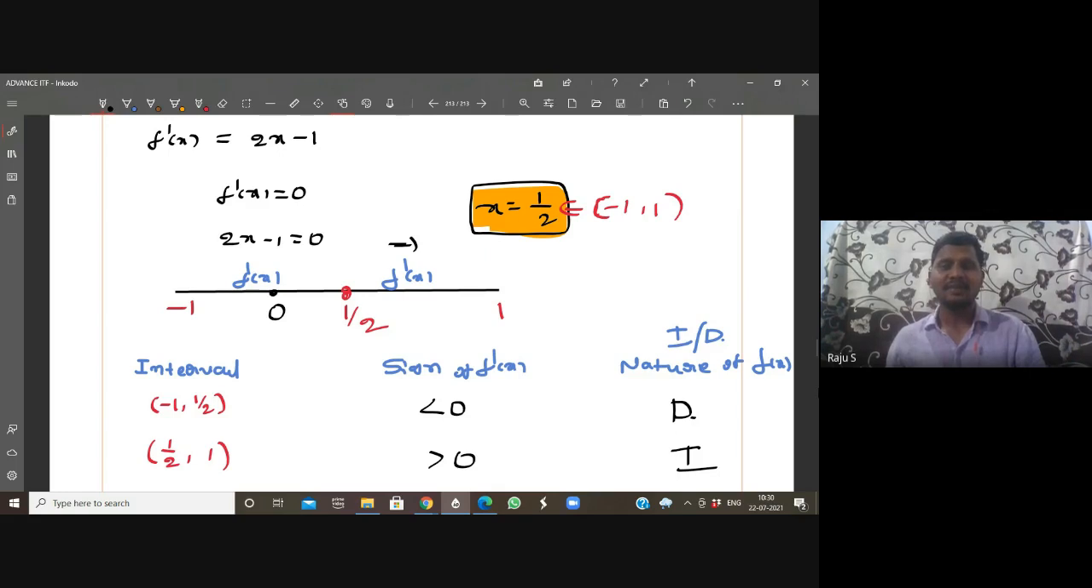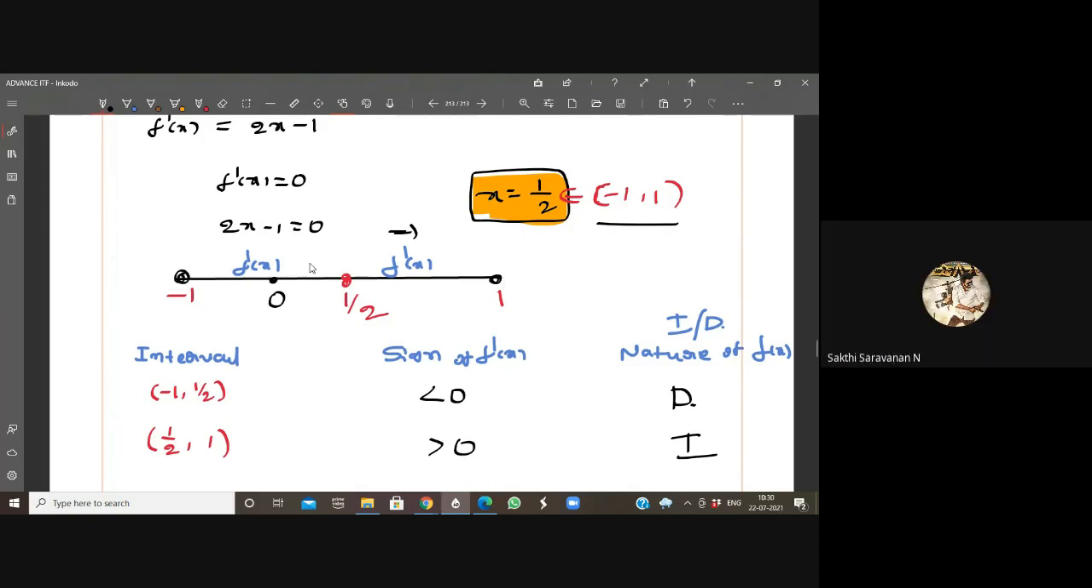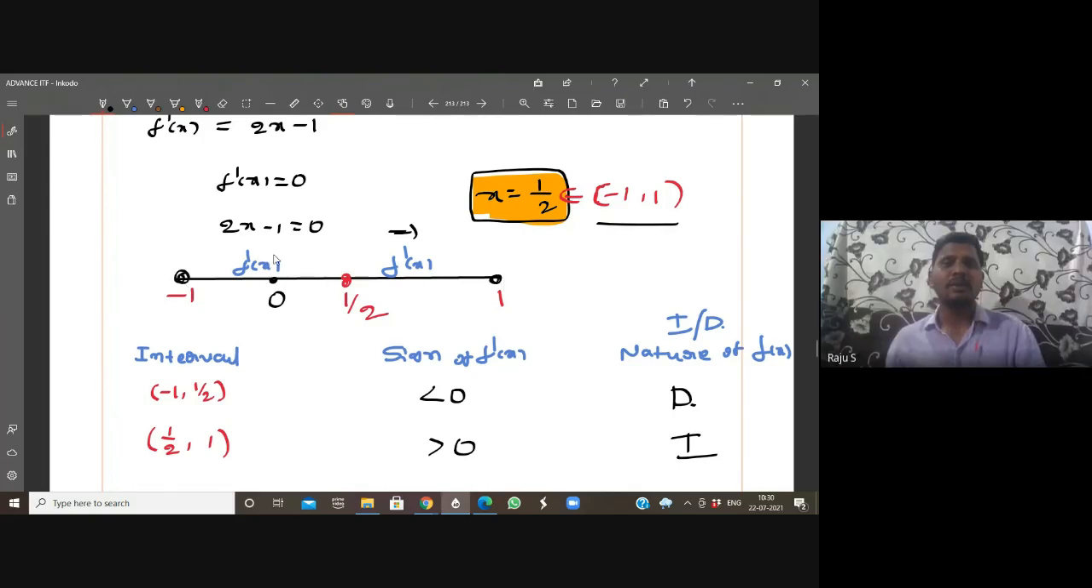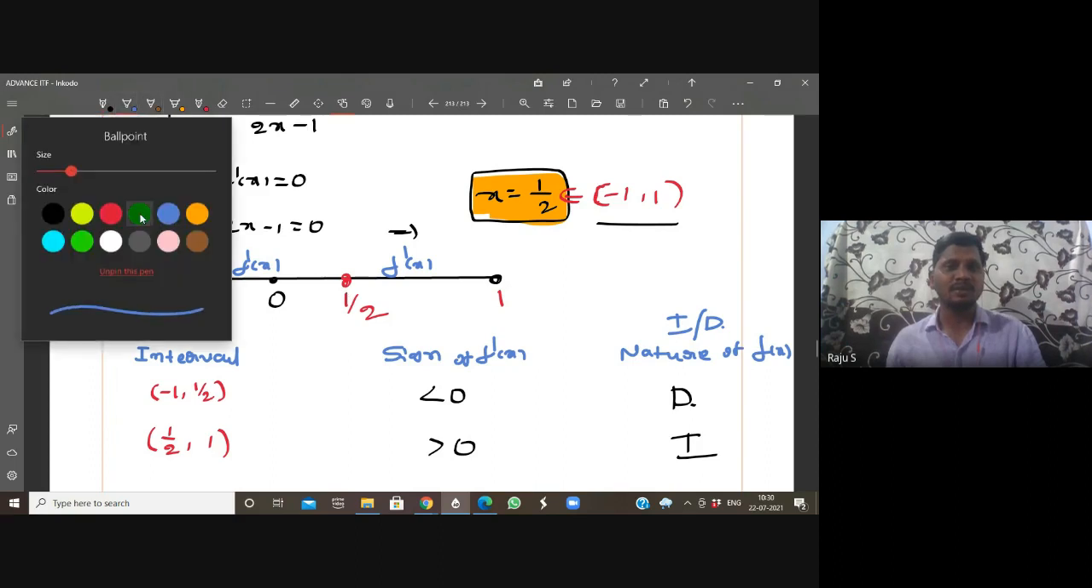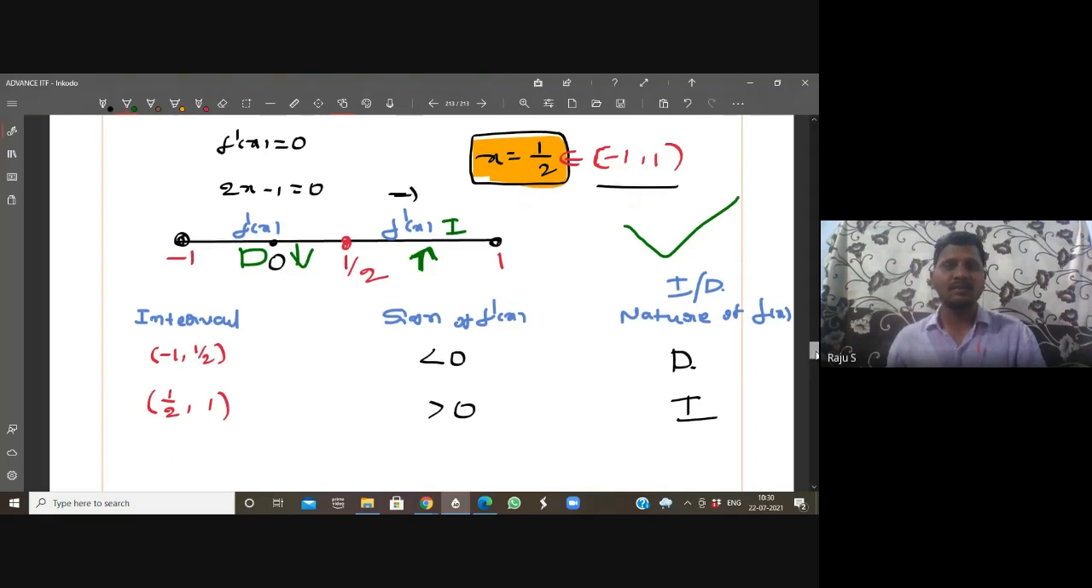Okay, increasing. So what do you observe from minus 1 to 1? Entire here to here? Increasing. Yes. So decreasing, first decreasing here. From -1 to 1/2, it is decreasing. Yeah, decreasing. Then from 1/2 it is increasing. So decreasing, decreasing, increasing. What can we conclude?